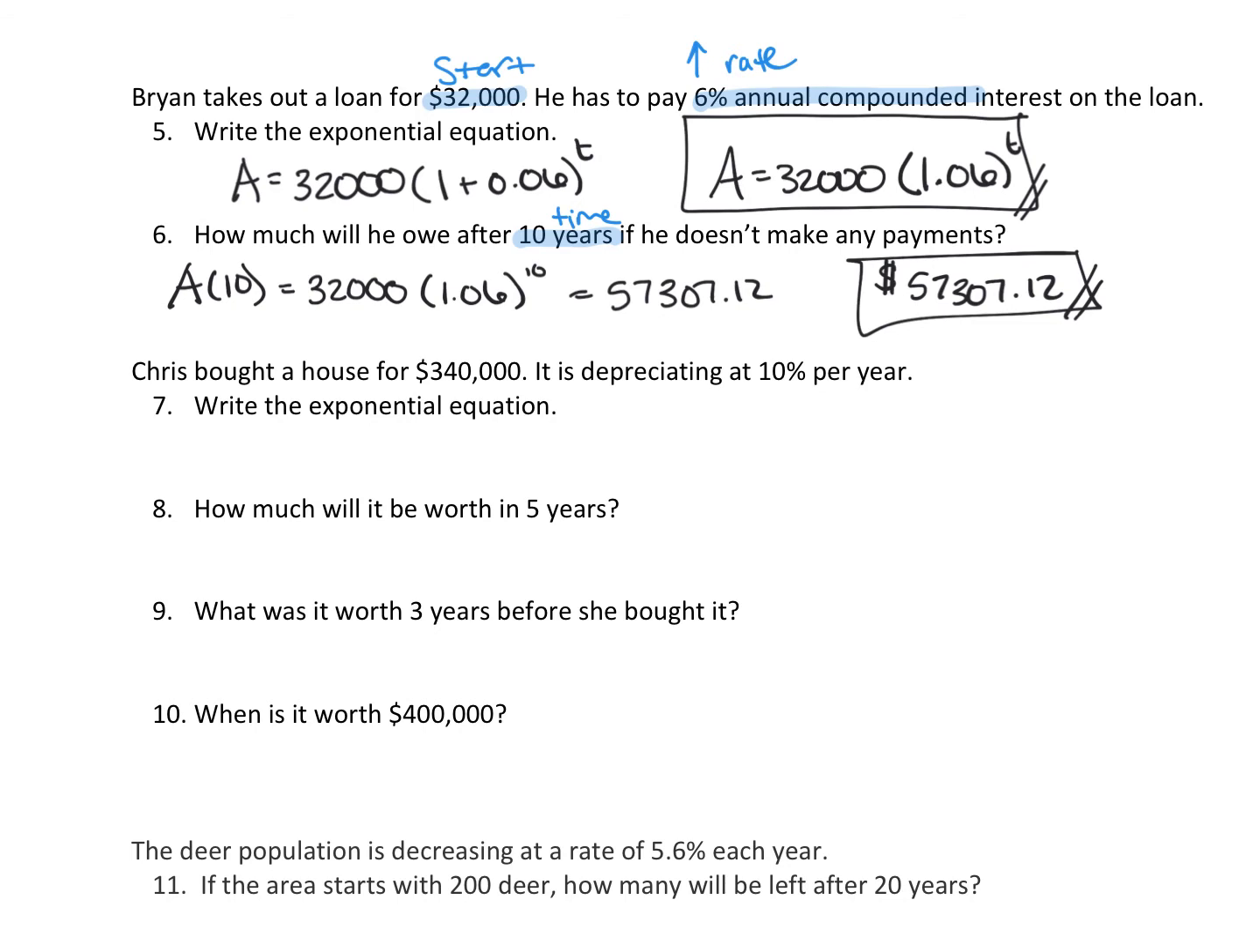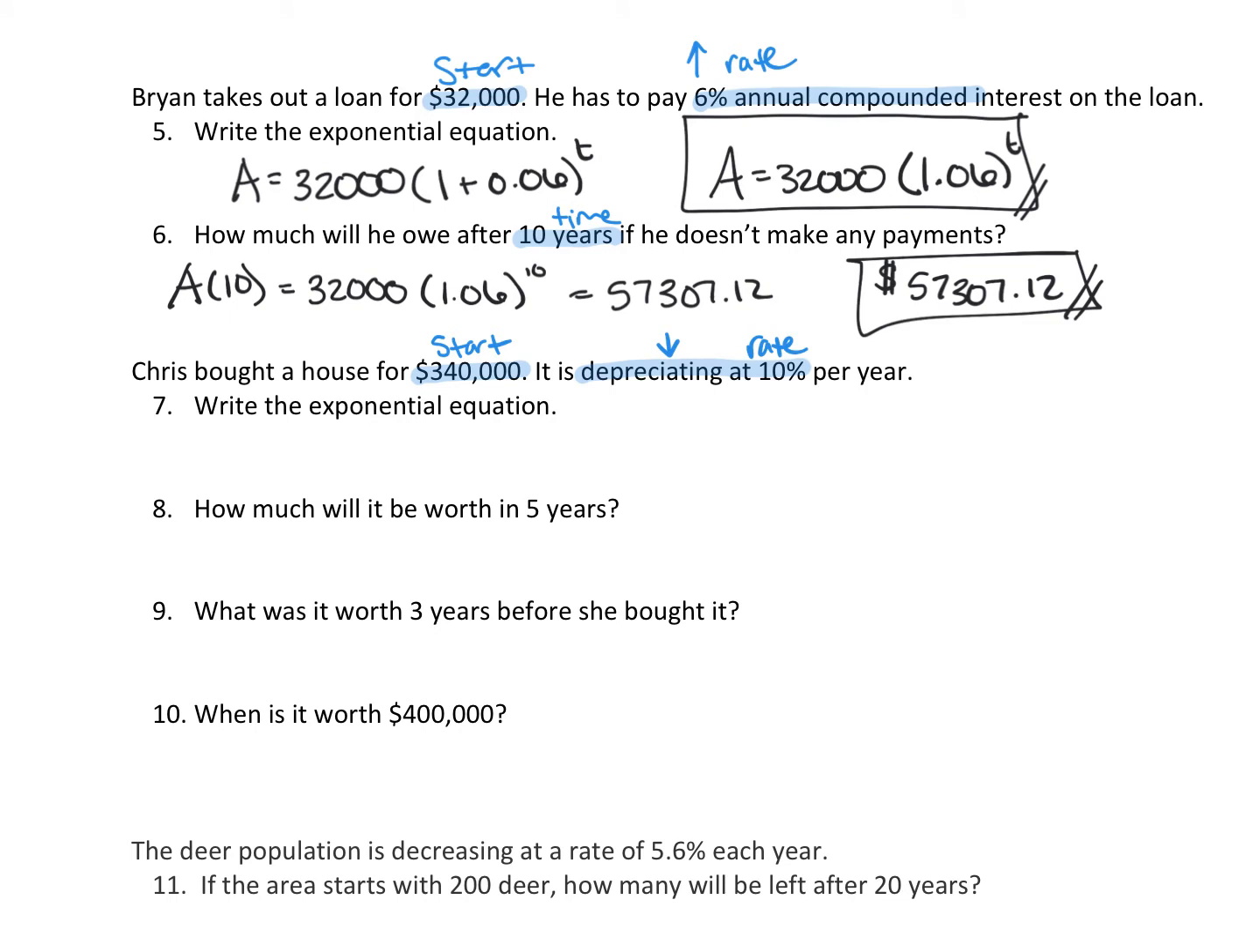So in this example, Chris bought a house for $340,000. It's depreciating at 10% per year. Okay, so he paid this much at the beginning, so it's our start. It's depreciating, so it means it's losing value at a rate of 10%.